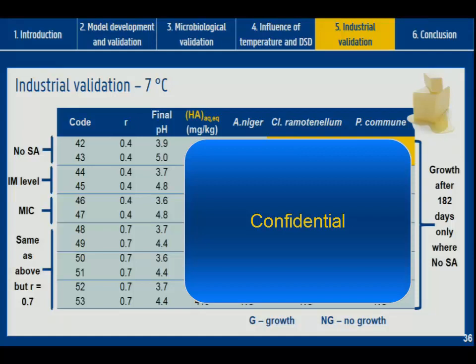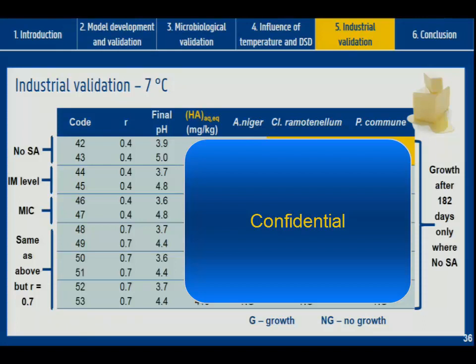So the first sorbic acid level is 0, so no sorbic acid was added. Then we chose an intermediate level, and the third level that we chose corresponded to the mix elucidated inside the semi-solid media. This is the same approach we followed for 70% butter.